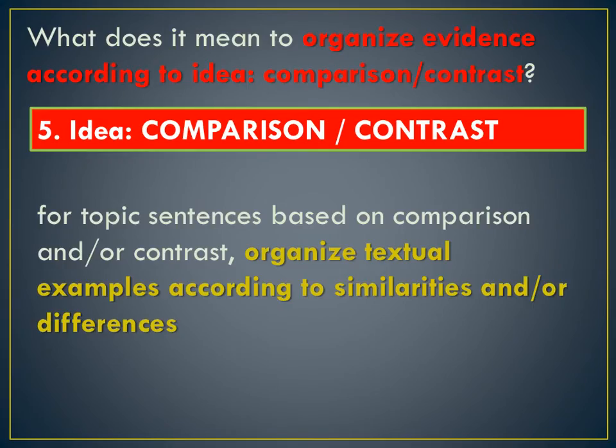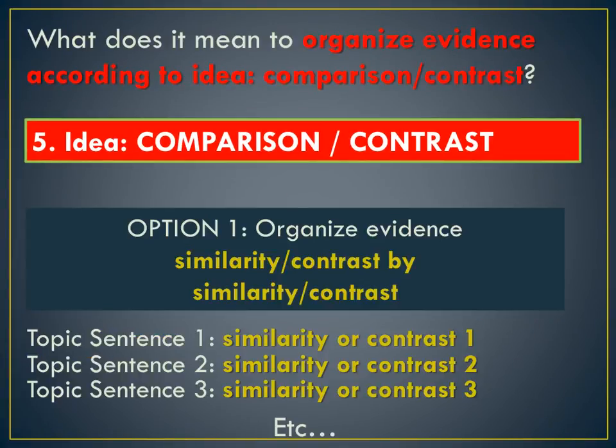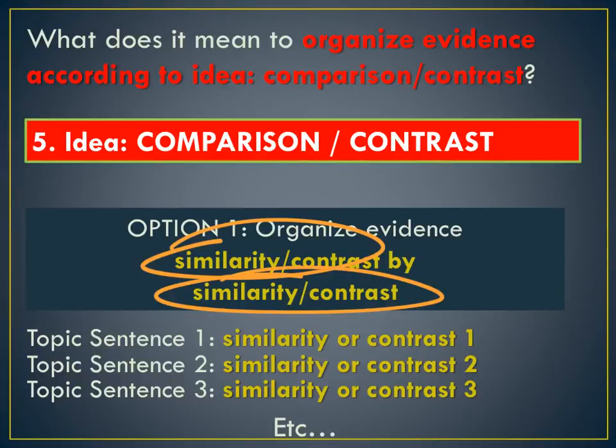And your final option would be comparison, contrast. I think probably many of you are going to end up comparing two or more jurors. So this will be obviously the choice that you'd want to make. So this is when you're going to organize examples according to particular similarities and or differences that you're noticing between the jurors. And you have a couple of options. You can organize your evidence similarity or contrast by similarity or contrast, so that in each topic sentence you're going to be focusing on a distinct similarity or a distinct difference that you see happening between the jurors.